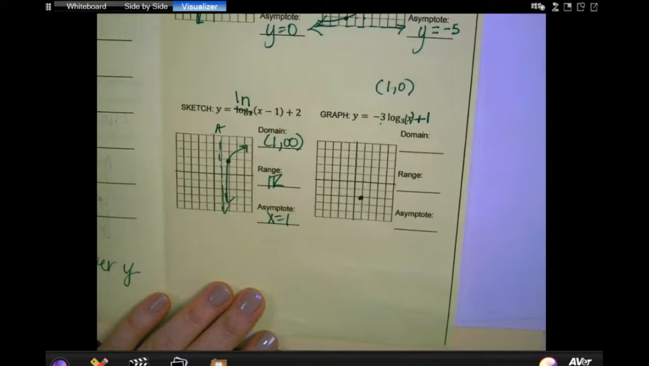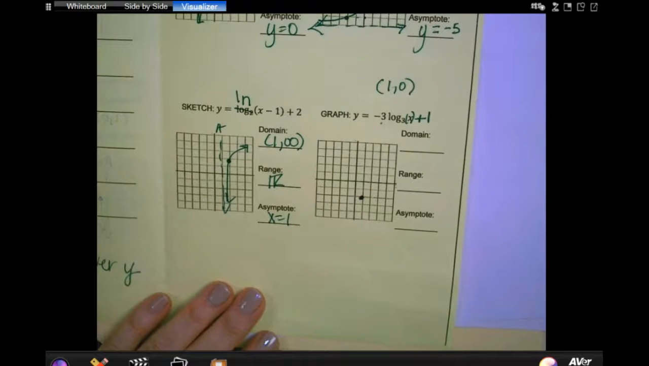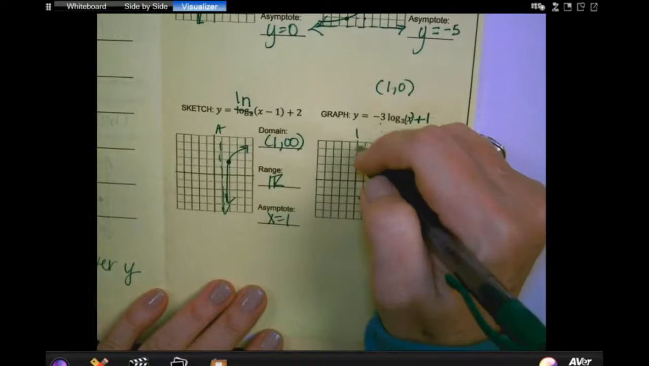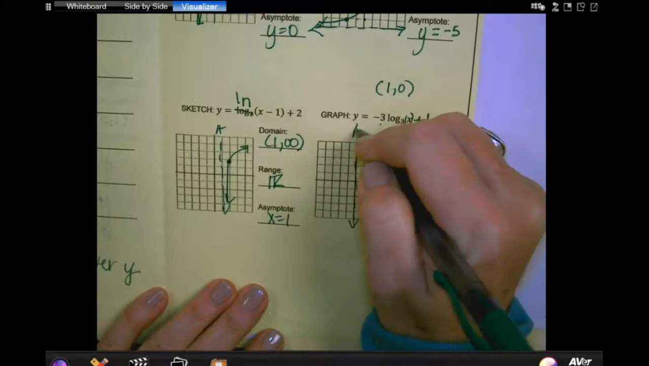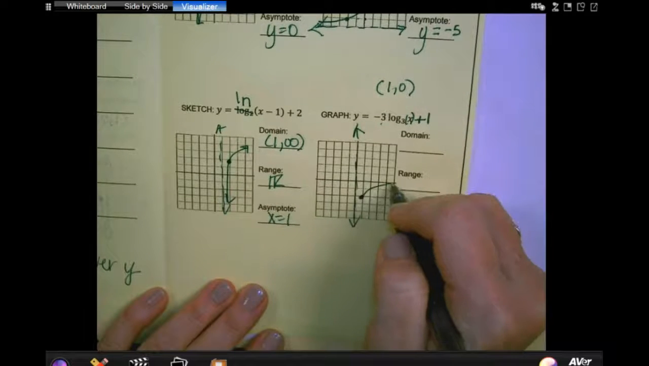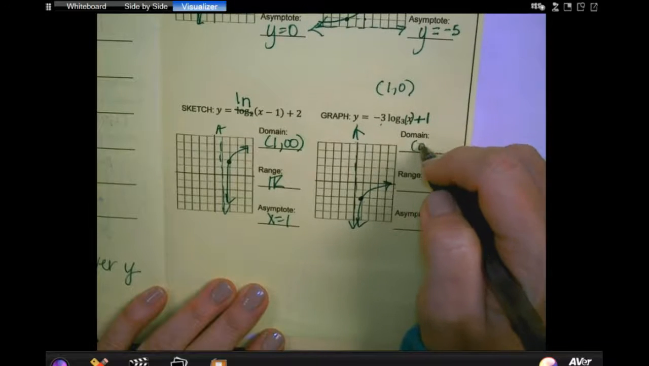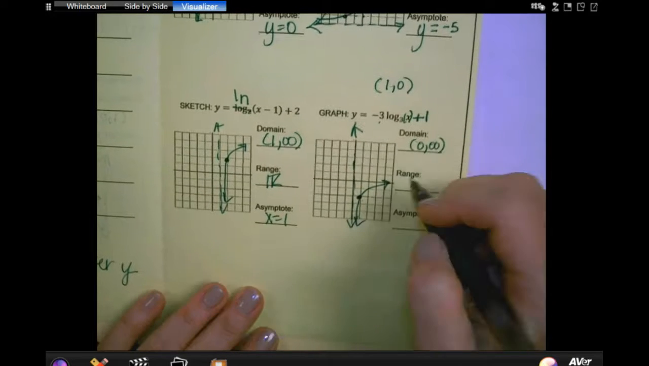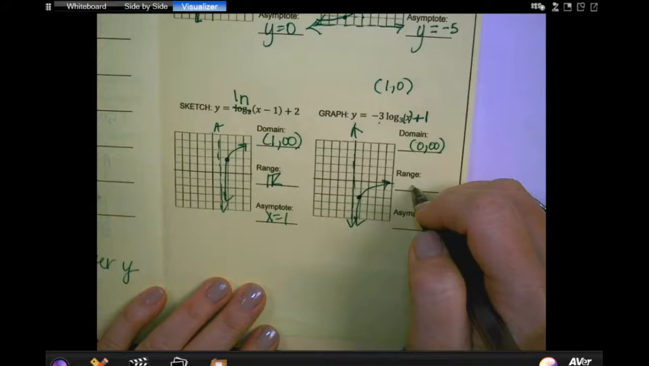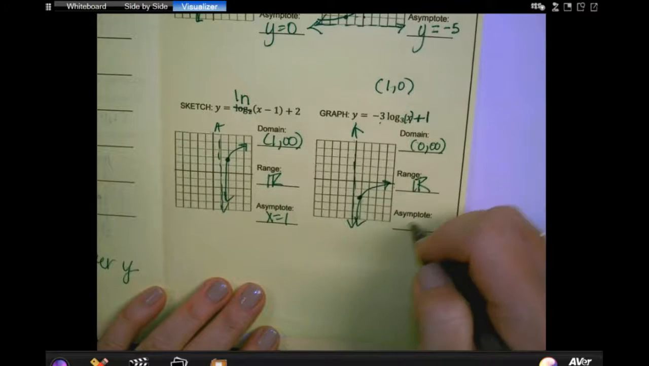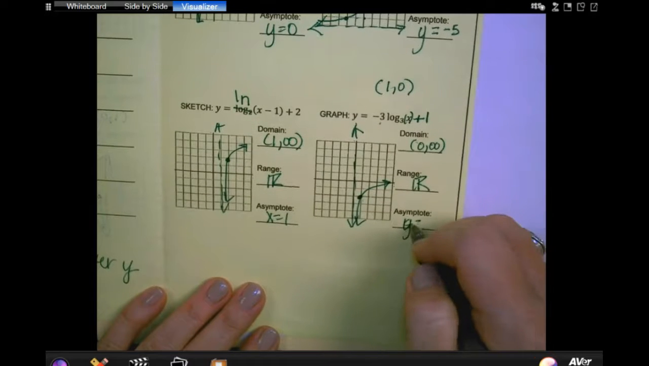Where's the asymptote this time? It didn't move, did it? Because these are y shifts, and the asymptote didn't shift. It doesn't shift up and down. It would shift back and forth. So the asymptote didn't change this time. So this would end up looking like this. So the domain is 0 to infinity. The range is all reals, and the asymptote is still at x equals 0.